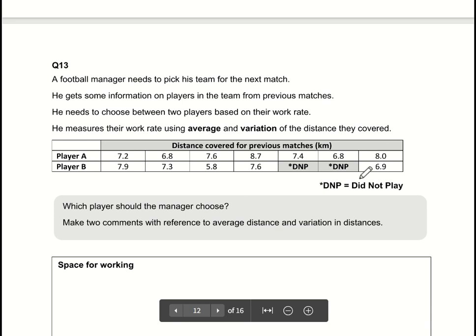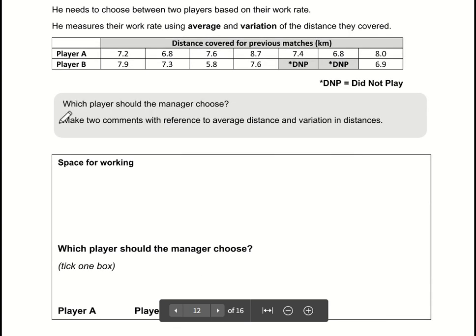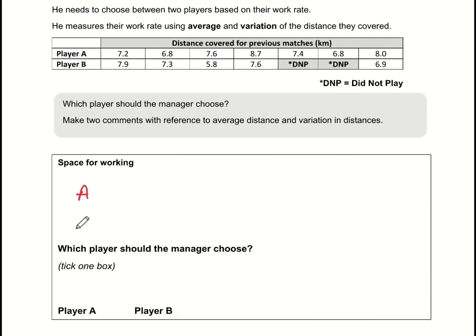Okay, question number 13. So I'm going to write here player A, player B, and I'm going to work out the mean and the range. So the mean is all of the values added together divided by the number of values. So for player B, that's going to be 2 less than player A. So when I add up all of player A, I'll just put the working here, the total is 52.5, and for player B it is 35.5.